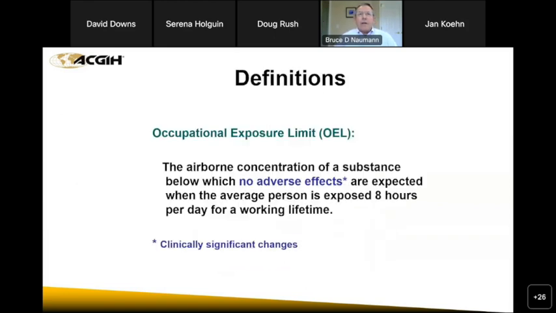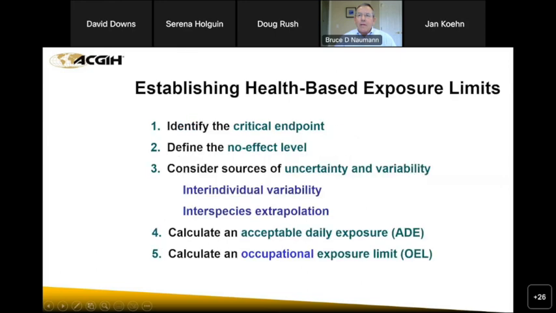So what is an OEL? I think we're probably all pretty familiar with this definition that comes out of the TLV book. It's an airborne concentration below which you wouldn't expect to see any adverse effects, even if you work with a compound for your entire working lifetime. And it's not preventing any effects, but clinically significant changes are really adverse effects. And so there may be minor effects that happen, but the goal is really to identify the point where we wouldn't expect to see any adverse effects.